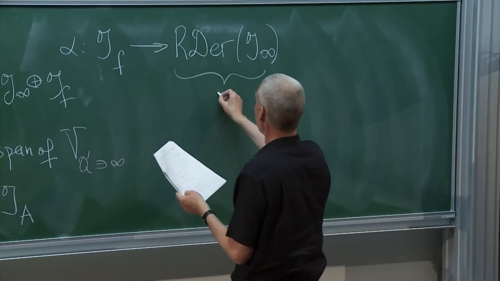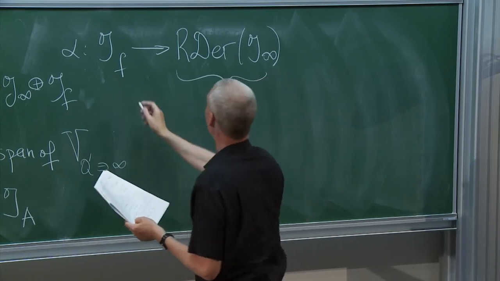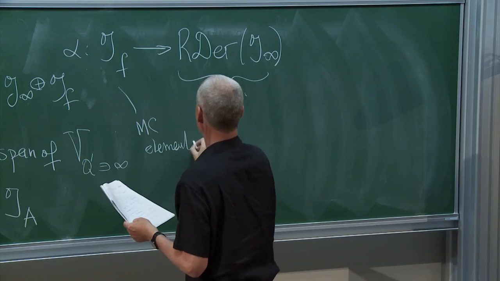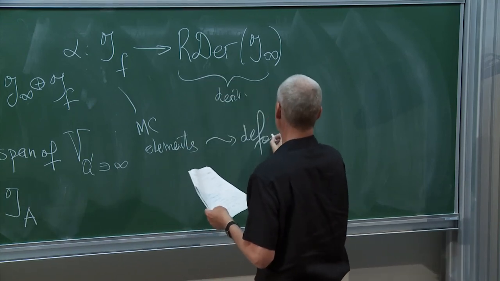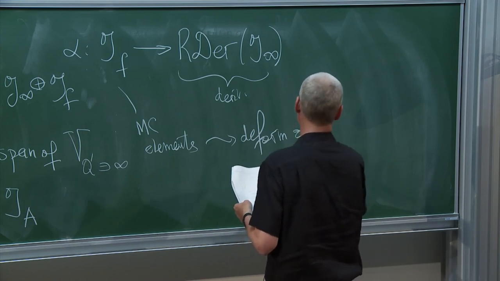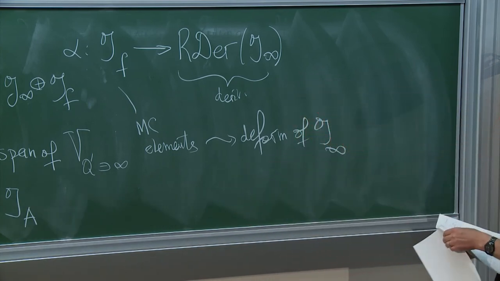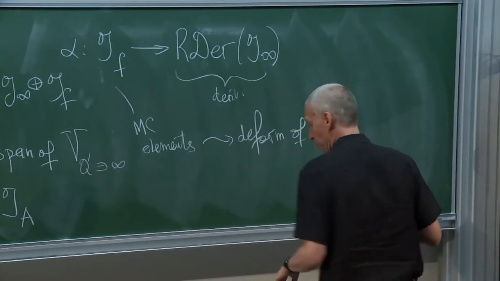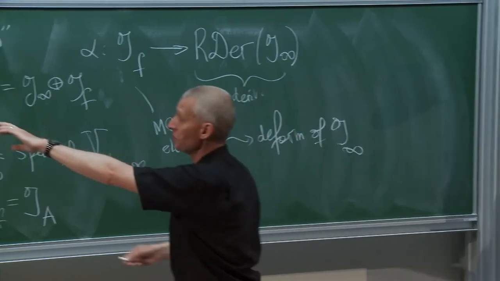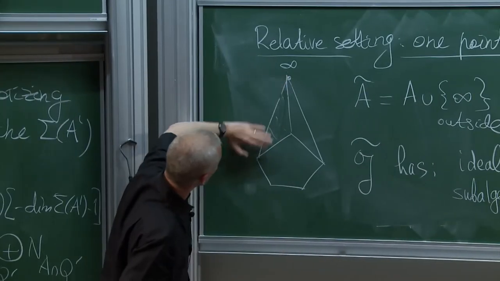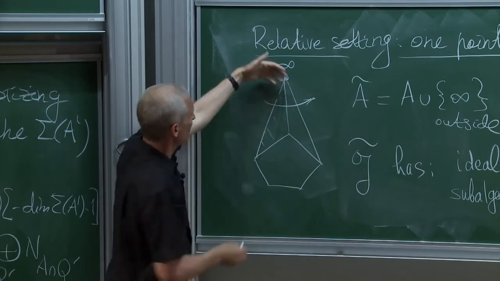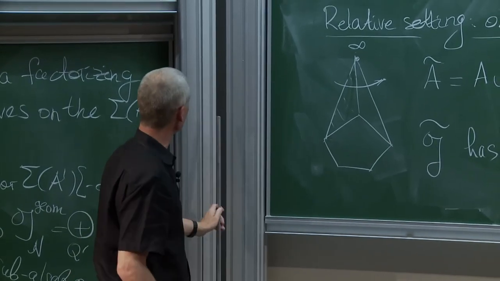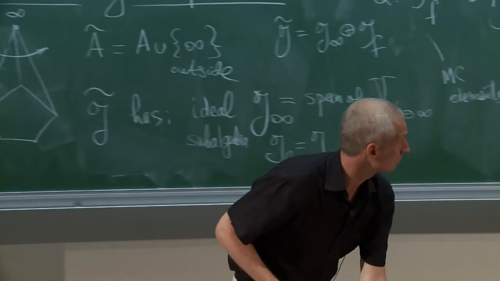So it's derived derivations. In particular, a Maurer-Cartan element here gives deformations of G infinity. But in dimension two, so this can be done in any number of dimensions, but in dimension two, this infinite part is really near infinity. The situation somehow has one dimension less, and everything is ordered.